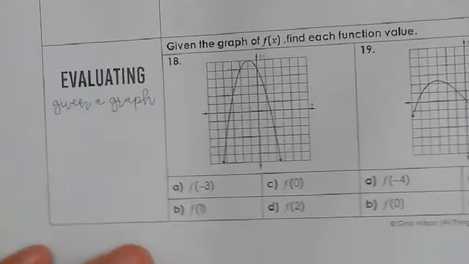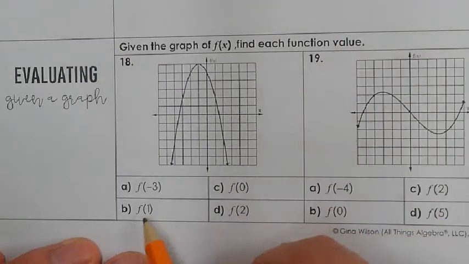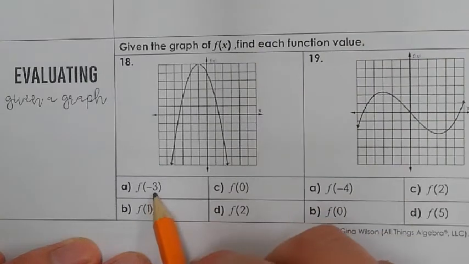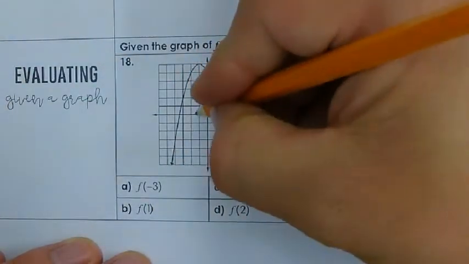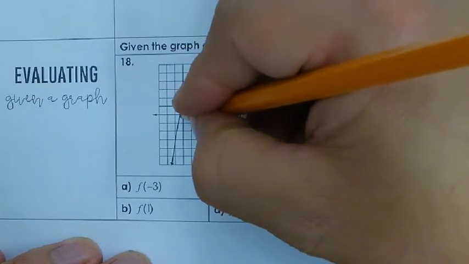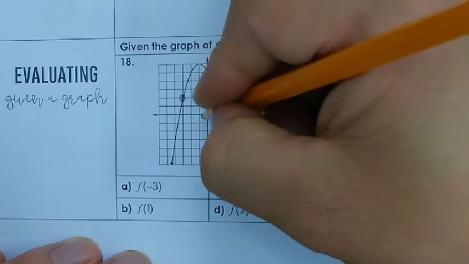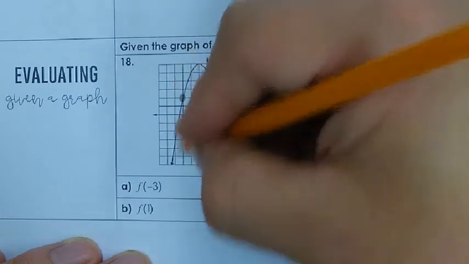And then problems like 18 and 19 are the questions that you would love to see on your SOL. So here it gives you the x value, f of -3. So if an x value is -3, we've got to figure out what the y value is. At this point, x is -3, and the y value would be 2.